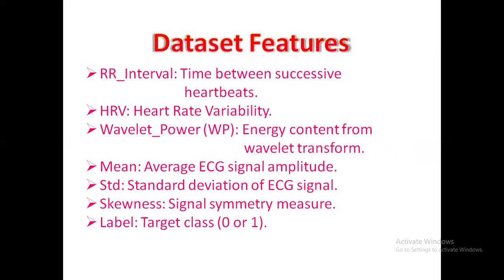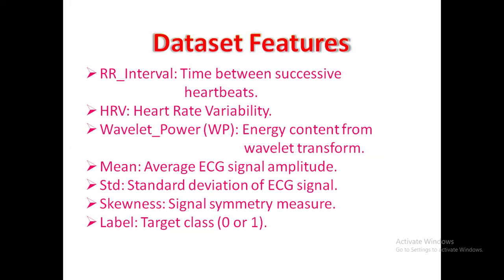These are all the data set features which we have taken for our analysis. RR interval, this means time between successive heartbeats. That means the RR interval represents the time between two consecutive R peaks in an ECG signal. R peaks are the highest points in the QRS complex corresponding to ventricular contractions. Measuring the RR interval helps determine how regularly the heart beats.